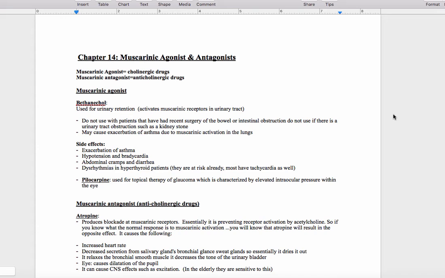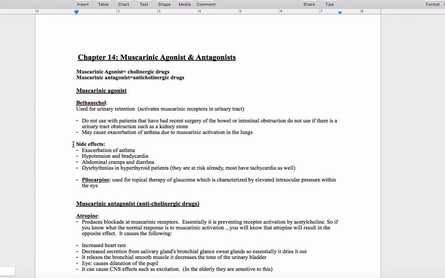It may cause exacerbation of asthma because of the muscarinic activation in the lungs, because if you look back at that chart again, you'll see that the cholinergic drugs or muscarinic drugs can activate in the lungs. So like I said, exacerbation of asthma, it can cause hypotension or bradycardia, abdominal cramps or diarrhea, or it can even have dysrhythmias. That's more common typically with a hyperthyroid patient, because they're already at risk for tachycardia as it is. So if you look at these side effects, it's because of where it's hitting at the receptors.